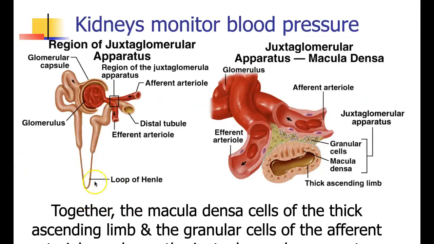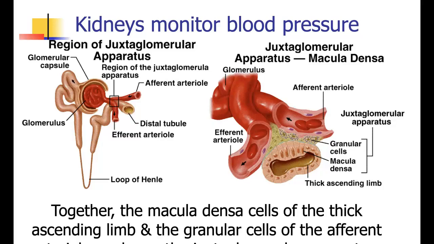And this is happening because the kidneys are actually monitoring blood pressure. Okay, so we have this region of the juxtaglomerular apparatus here called the JGA. And in that region, there is this tissue called the macula densa. Together, the macula densa cells of the thick ascending limb and the granular cells of the afferent arteriole make up this juxtaglomerular apparatus, okay?